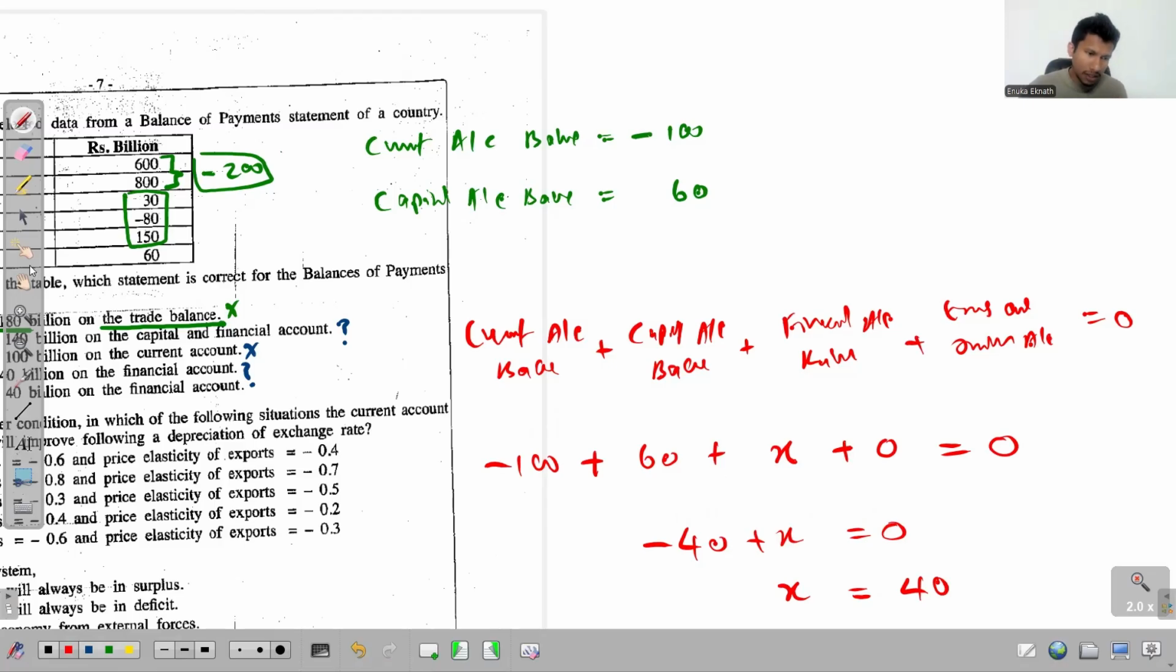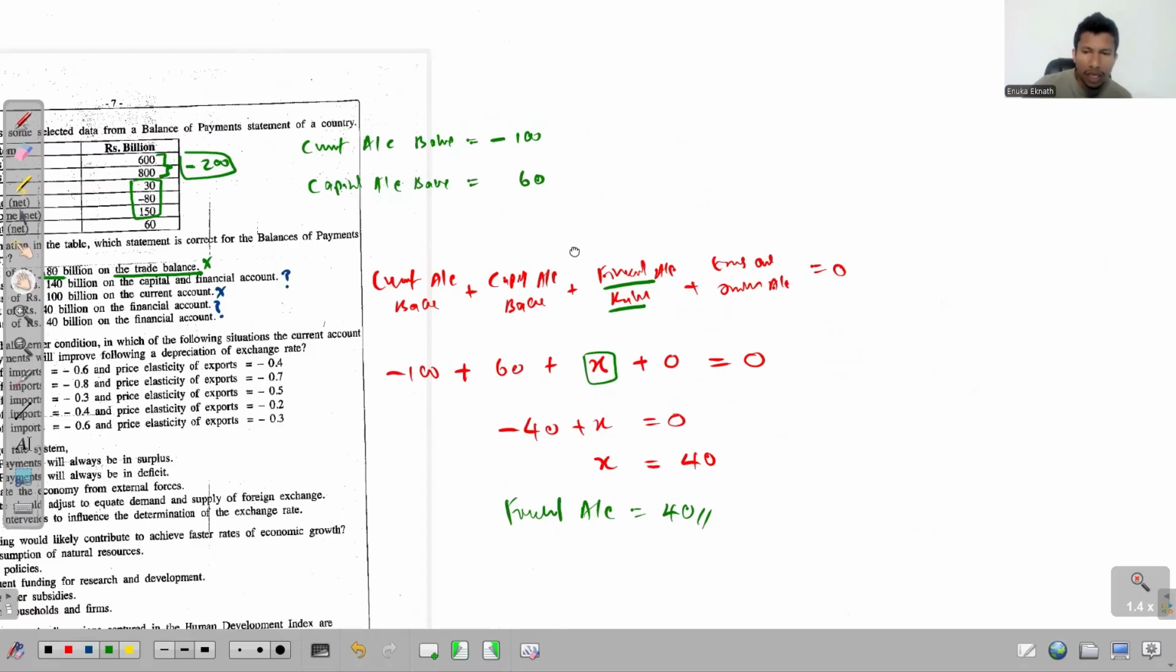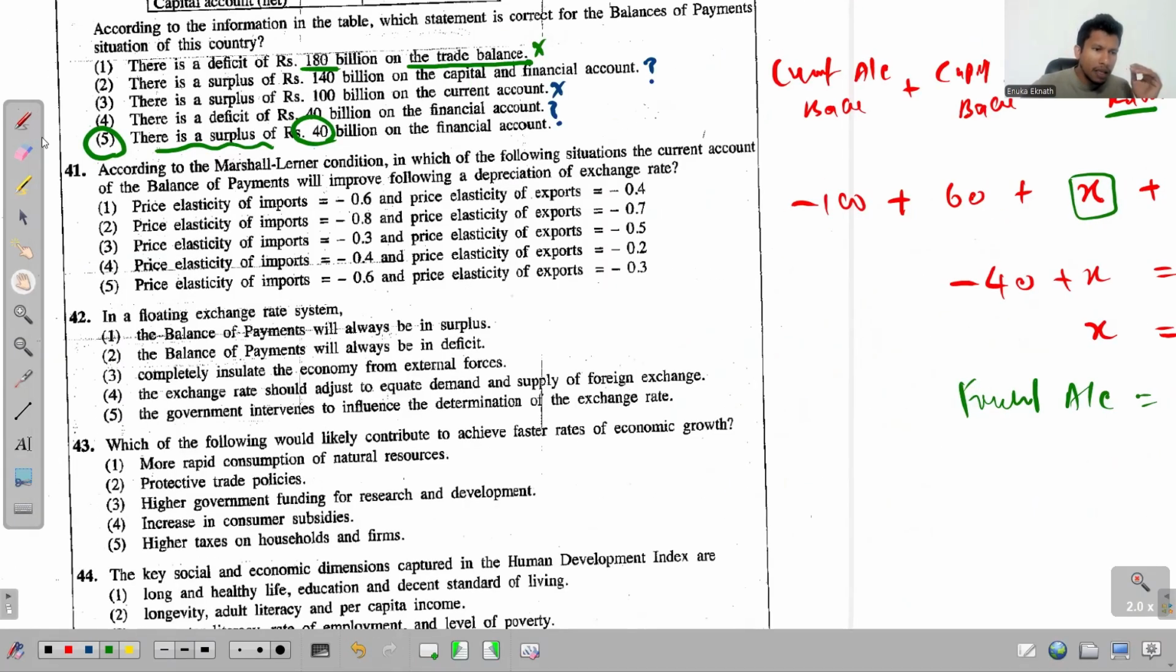And what is x? X is the financial account balance. So balance in the financial account is a plus 40. If it is plus 40, what's the correct answer from the provided options? Fifth one says there is a surplus of 40 billion on the financial account, 100% true. That's the answer.